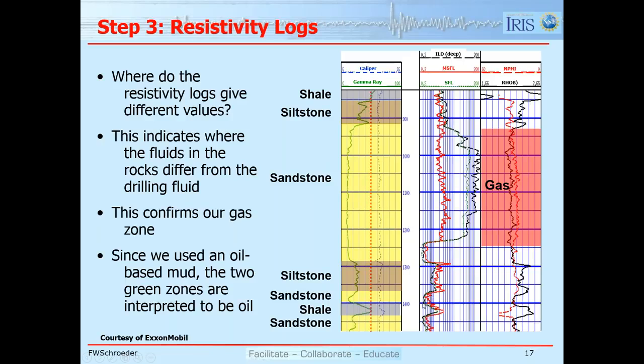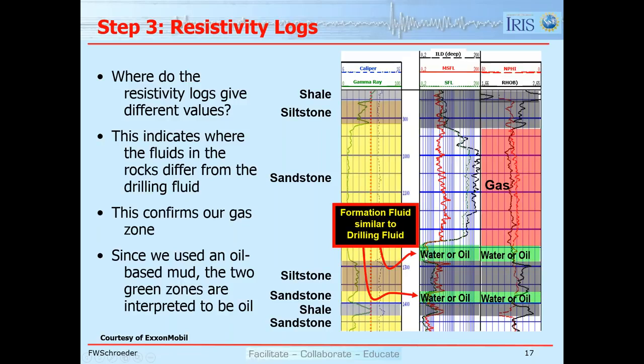And this sand down here, similarly, they're tracking together. And so the interpretation is that we have an oil sand here and an oil sand here. If these were water sands, the resistivities, the deep, intermediate, and shallow, would have different values. They would not track each other as nicely as they do in the oil zones.